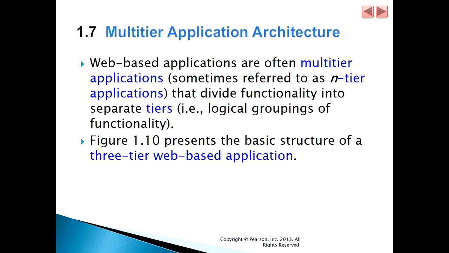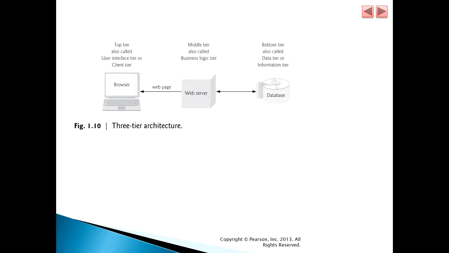Here there is a lot of information about what we call multi-tier application architecture, which is a web-based application that is referred to as an n-tier application, which actually divides the functionality into separate groups or separate tiers, a logical grouping of functionality, because there has been some basic structure for applications.